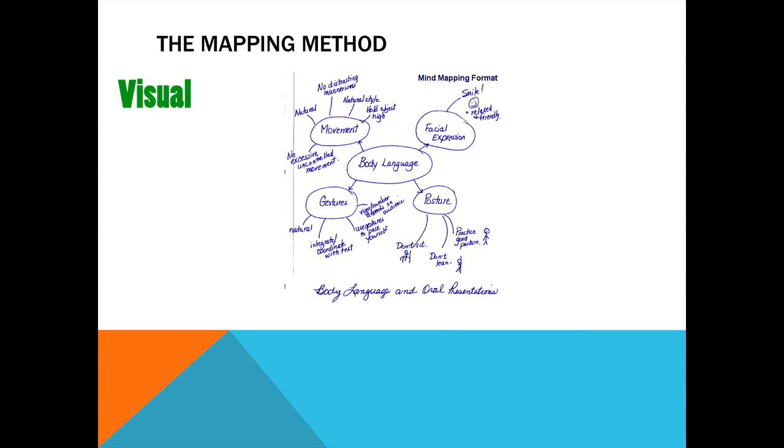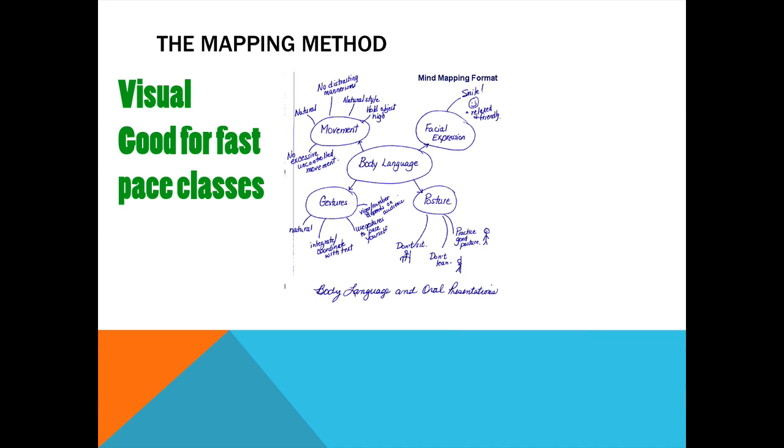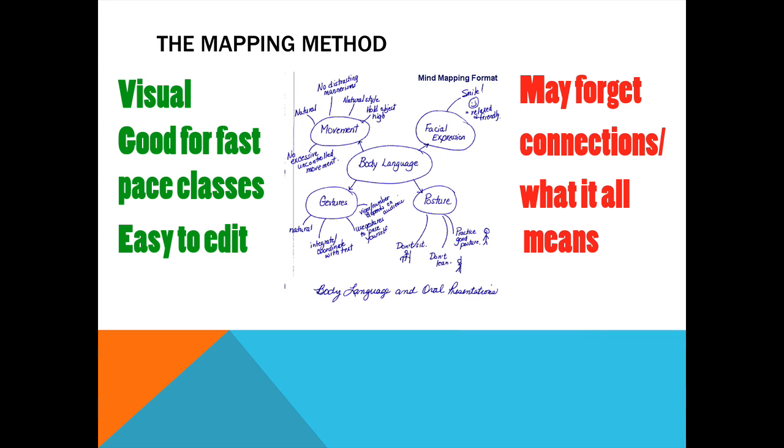It helps you to see the relationships visually and may be able to use during a very fast-paced class. Another advantage of using this method is that it is easy for you to edit your notes. The main disadvantage of using this method, if you are not as engaged in class, you may not be able to see the significance of some of your notes.